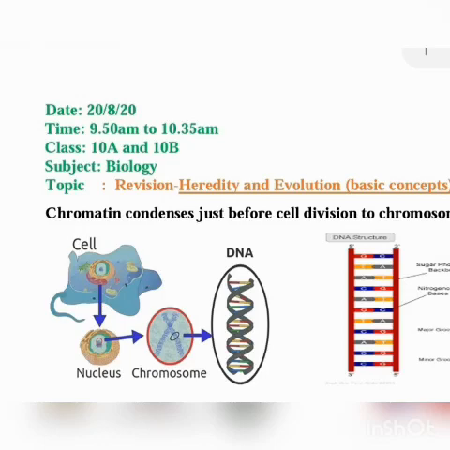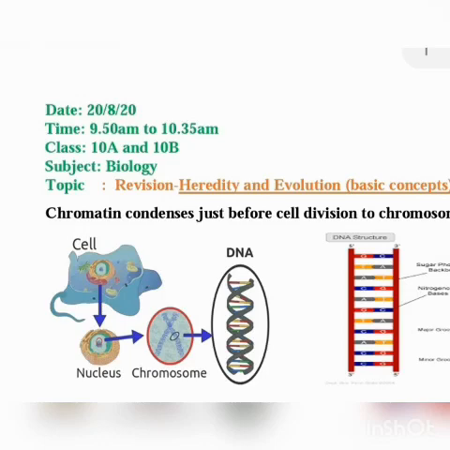Now, I told you there are two types of division. One is mitosis and another one is meiosis. In mitosis, what happens? The body cells have a diploid number of chromosomes. They divide, they form two cells, and both the cells have the same number of chromosomes. Just see another picture, that is meiosis. Now what is meiosis?